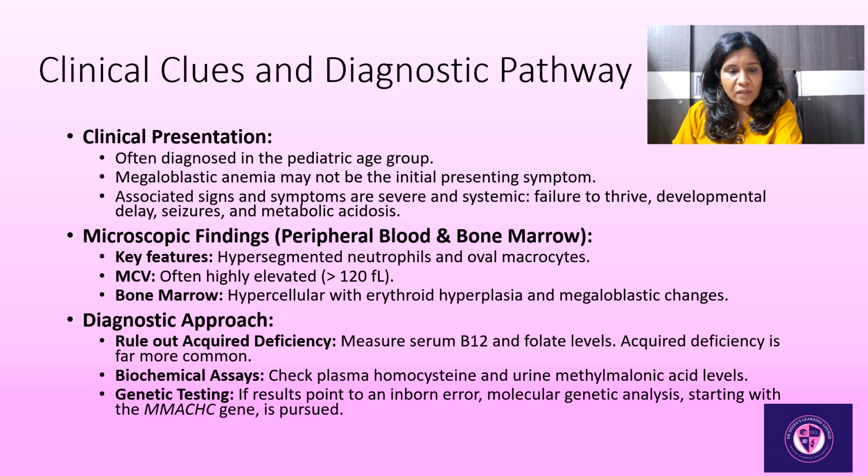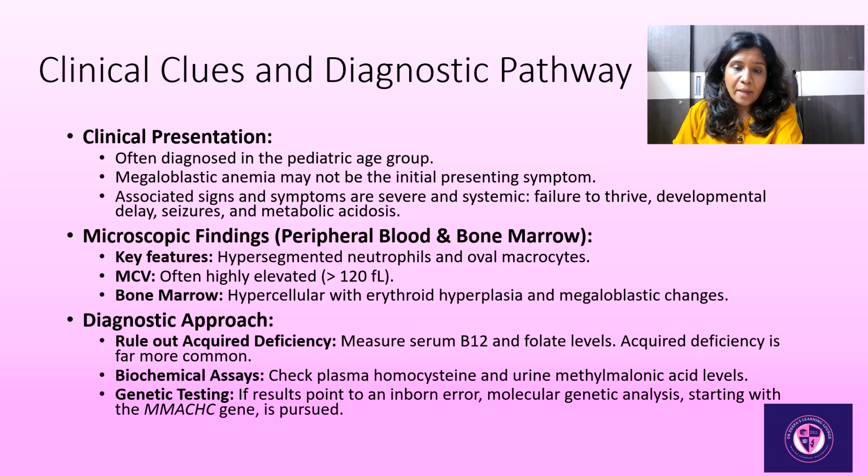After the initial workup suggests that the acquired disorder is ruled out, then the workup is to look for a congenital issue, and the next step is to perform the biochemical assays. Particularly, what do you look at? The plasma homocysteine and urine methylmalonic acid. These levels in combination can point to which pathway is affected, whether it's step 1, where folate alone is involved, or step 2, where B12 can affect step 1 and step 2.